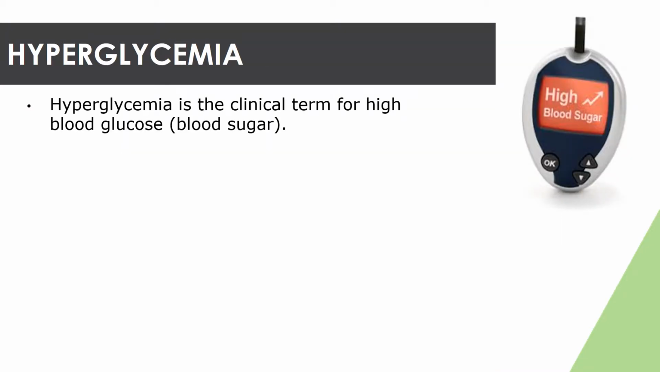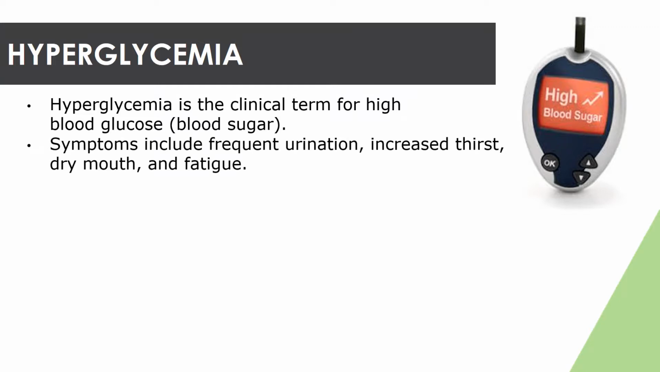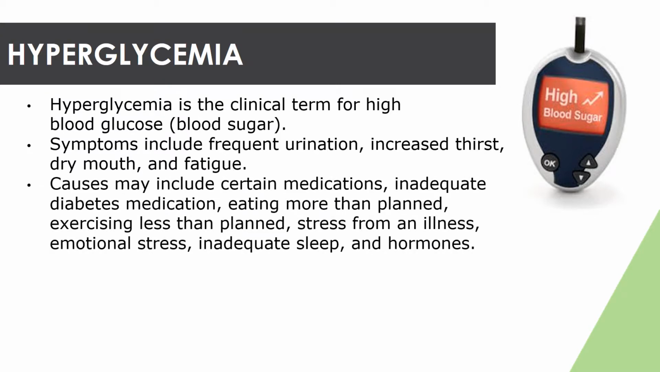Hyperglycemia is the clinical term for high blood sugars or high glucose. Symptoms include frequent urination, increased thirst, dry mouth, and fatigue. It may be caused by a variety of reasons, including certain medications, inadequate diabetes medication, eating more than planned, exercising less than planned, stress from an illness, emotional stress, inadequate sleep, and hormones.